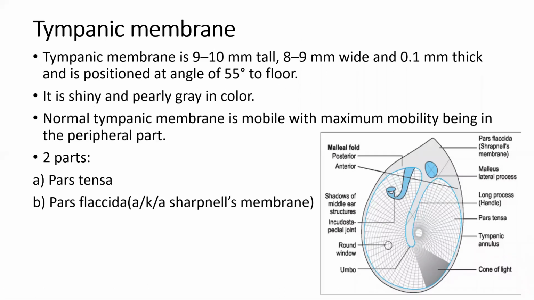So the normal tympanic membrane is mobile, with maximum mobility being in the peripheral part. So the peripheral part of the tympanic membrane is more mobile than the central part. The tympanic membrane is divided into two parts, pars tensa and pars flaccida. Pars flaccida is also known as Shrapnell's membrane. So this is also one important point for the examination. Pars flaccida is also known as Shrapnell's membrane.